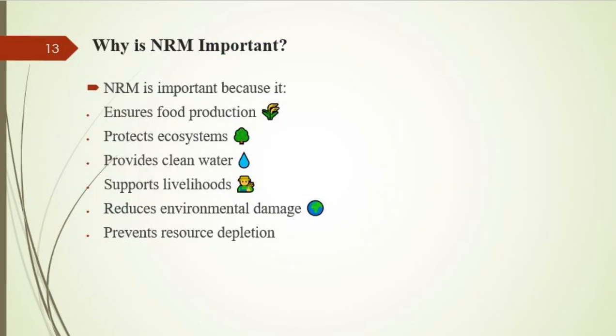Why is NRM important? Natural resource management is essential because it ensures food production, protects ecosystems, provides clean water, supports farmers' livelihoods, reduces environmental damage, prevents depletion of natural resources. Without proper management, we risk soil degradation, water shortages, deforestation, and biodiversity loss.